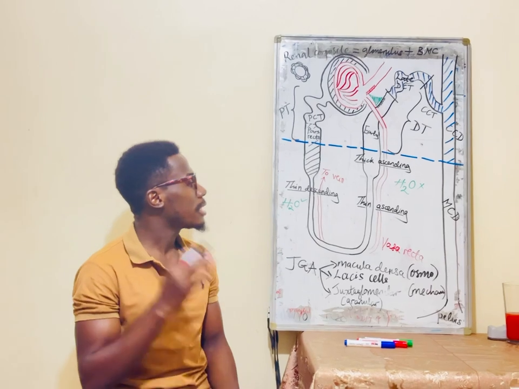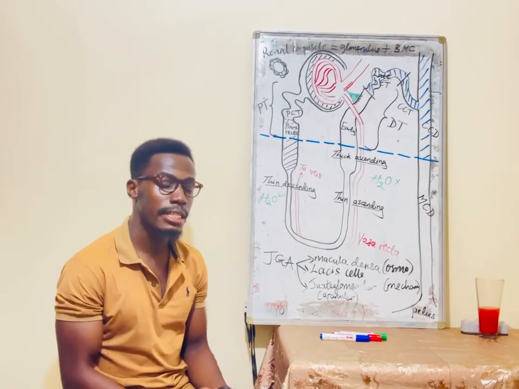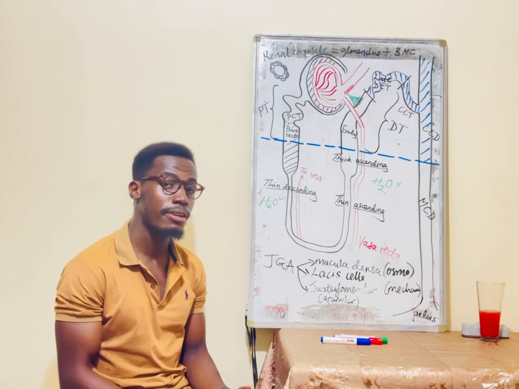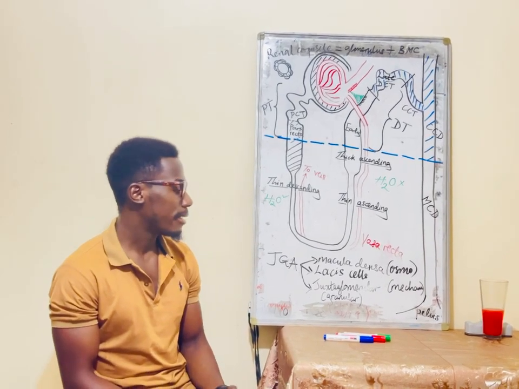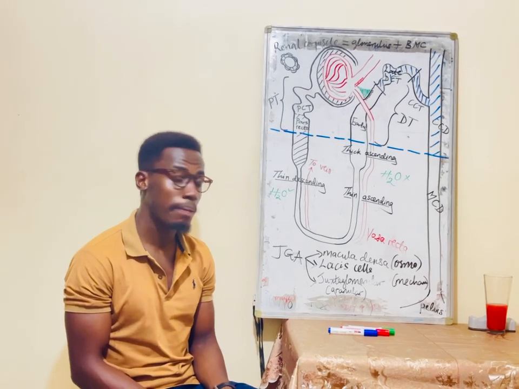So the other thing I want to talk about is something that is important in the normal physiological control, and that's what we call the macula densa, or a part of what we call the juxtaglomerular apparatus.